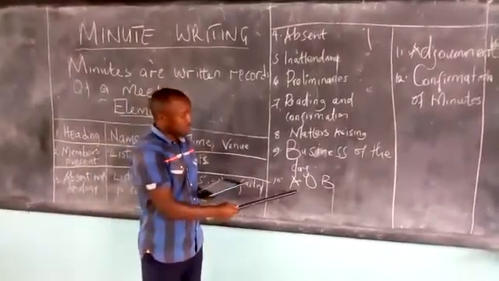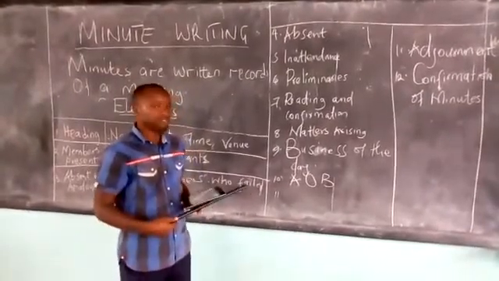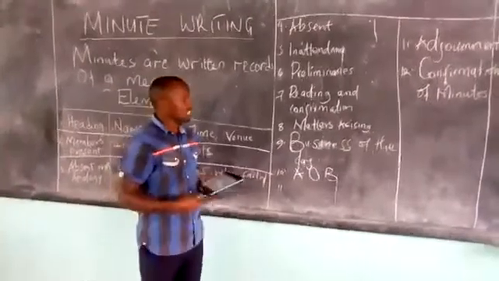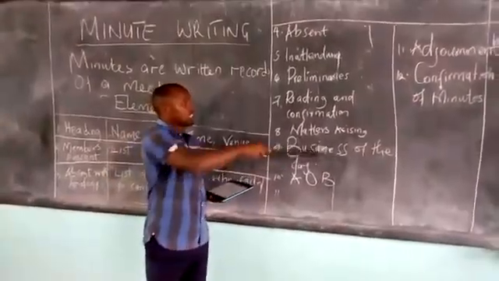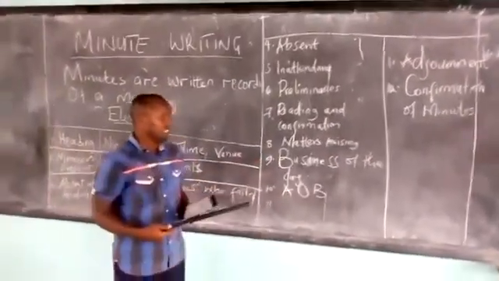After that, we will go to AOB, which is the short form of any other business. And this one is the capture of anything else that was discussed but was not listed as an agenda item under the business of the day.